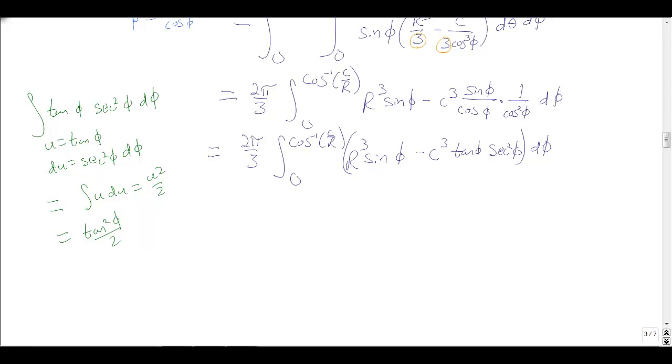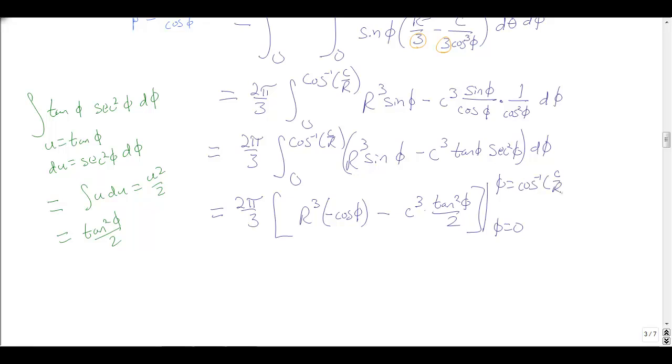You get good enough at that, you might be able to skip through and just recognize this as tangent squared phi over 2 once you do the antiderivative. In any case, what I get is 2 pi over 3 times r cubed. The antiderivative of sine phi is negative cosine phi, minus c cubed times tangent squared phi over 2. And then I have to evaluate this from phi equals 0 up to phi equals cosine inverse c over r.